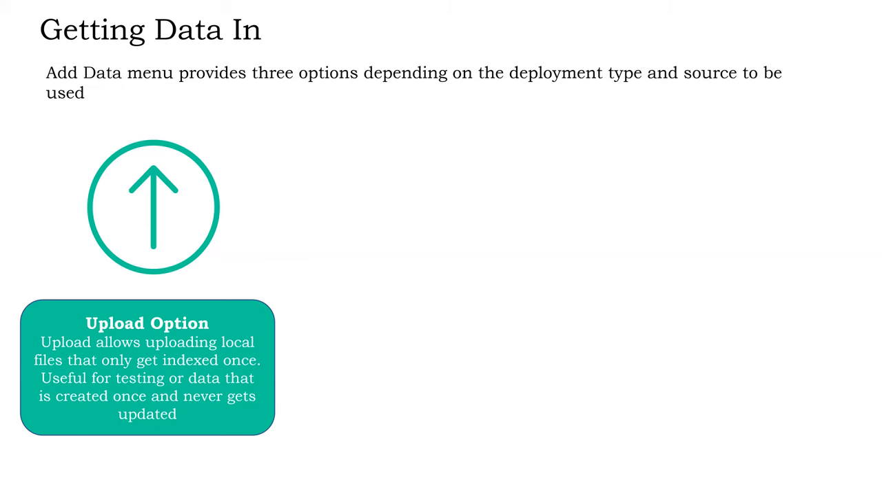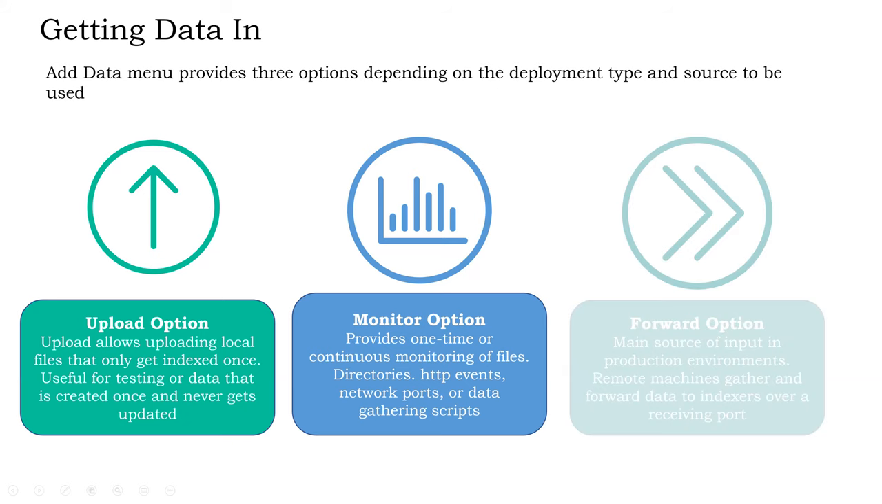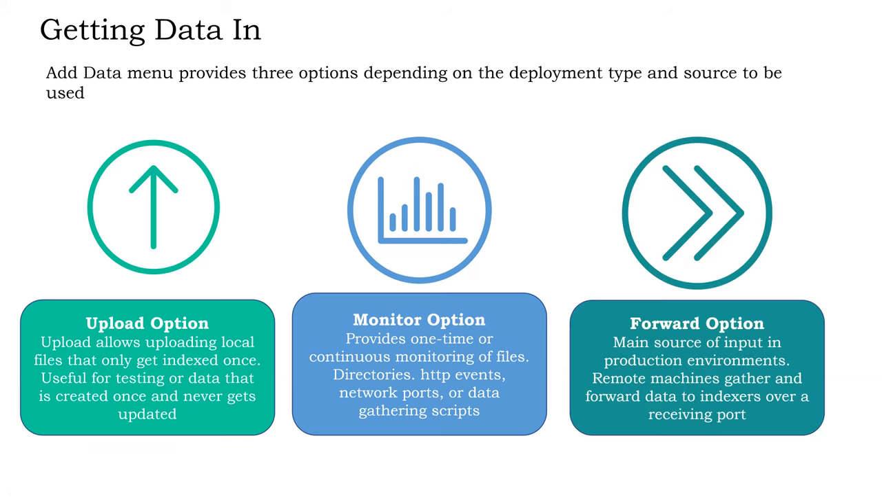The monitor option monitors data. For example, you have a script that gathers usernames and passwords from your application, and the script updates the list of usernames and passwords. You can use the monitor option to say, anytime there's an update, transfer the update to Splunk. That's an example of a monitor option that you can use. And the most popular one would be the forward option, which I've already discussed.